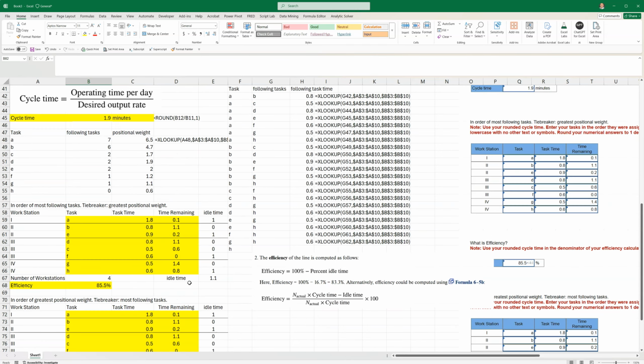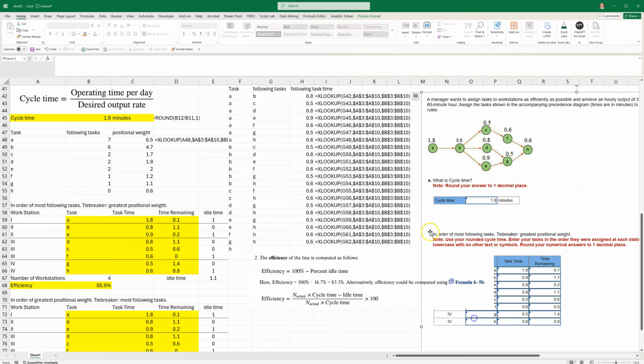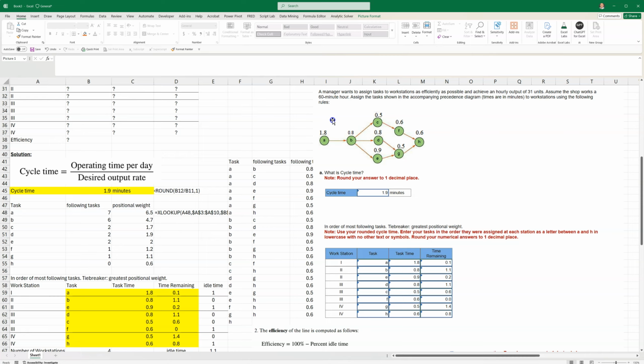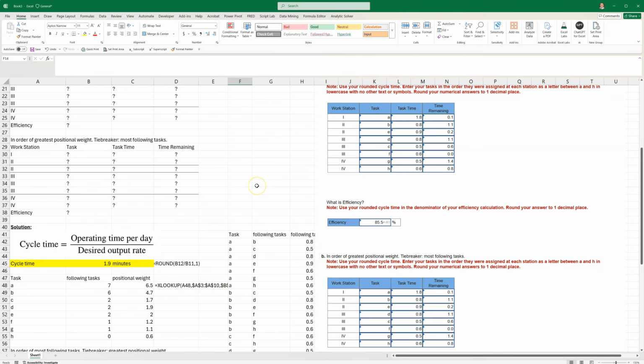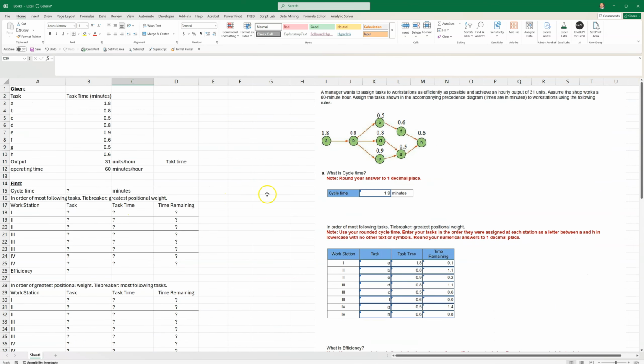So hopefully that makes sense. We just answered all the questions. Kind of a complicated problem, but once you set it up with Excel, it kind of calculates things automatically for you. Hopefully that was interesting and useful to you. So basically, we're trying to balance this assembly line in the most efficient way possible. And I don't know what else I can say about this. I know it's kind of complicated, but hopefully that was interesting.